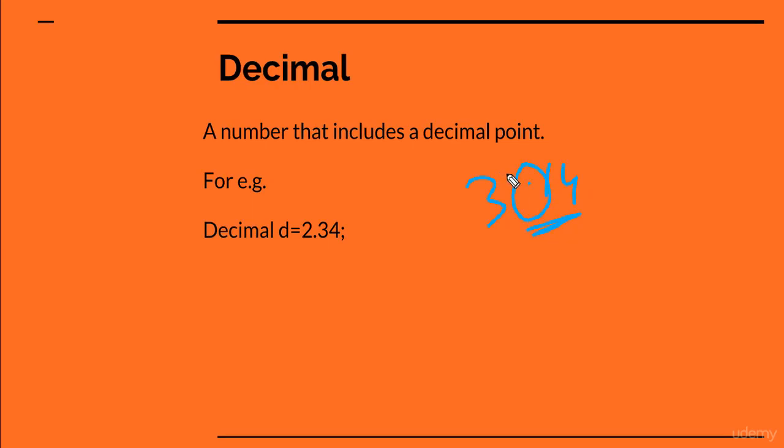For example, decimal D is equal to 2.34. In this case, decimal is a data type, D represents the name of the variable, and 2.34 represents the value for the variable. So whenever you declare a variable, you have to specify the name and you also specify the type of that particular variable. Decimal represents the data type, D is the name, 2.34 is the value. So a number that includes a decimal point is a decimal data type.